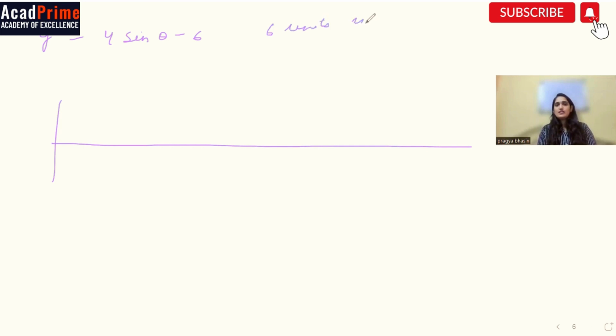What happens if y is equal to 4 sine theta minus 6, right? That's the same thing. Now it will be shifted 6 units in negative direction, right? So what would be the maximum value? Maximum value would be 4 minus 6, that's minus 2. And the minimum value would be minus 4 minus 6, that's minus 10, right? So the wave would be shifted in negative direction.